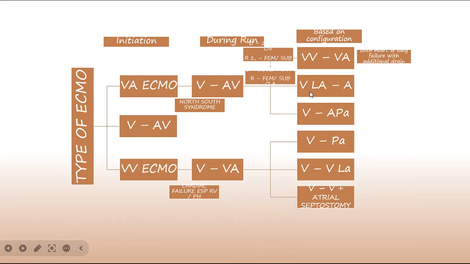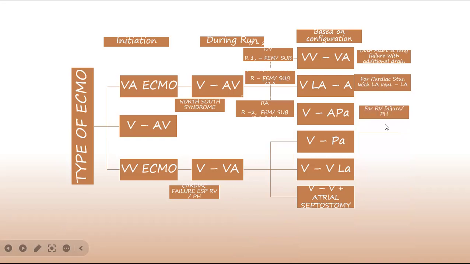Then it's VLA-A. That means drainage from the LA and drainage from the vein here and return to the artery. Situations like cardiac stunning and with an LA vent can be done here. And let's see V-APA. Again, it's a VA ECMO. One more return cannula was placed in the pulmonary artery, for situations of right ventricular failure or pulmonary hypertension.